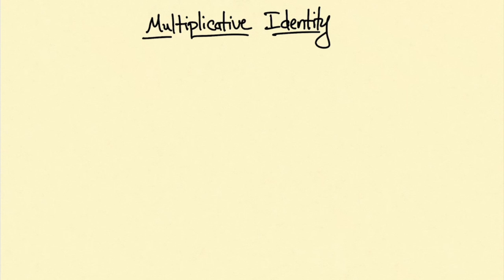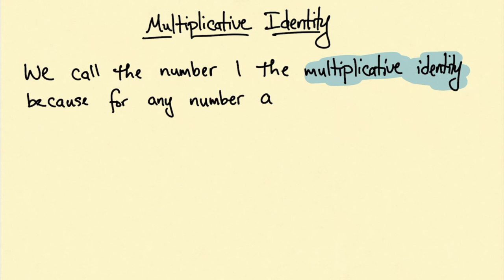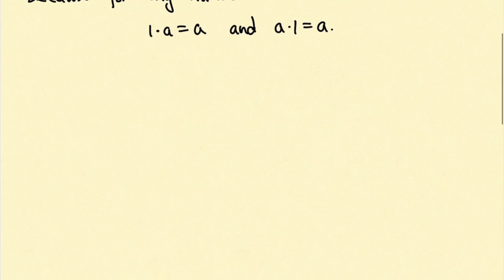The next idea that we want to port over from the real numbers is that of the multiplicative identity. We call the number 1 the multiplicative identity because for any number a, when we multiply it by 1 on the left, we get a, and when we multiply it by 1 on the right, we also get a. We'd like to find a matrix that should behave sort of like the number 1.